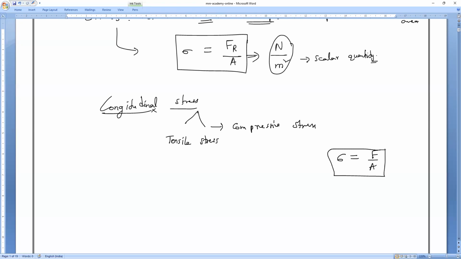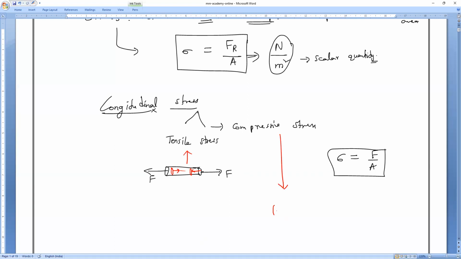That is the formula for stress. Tensile stress means, for example, if there is a rod, and two forces are exerted on both sides, trying to stretch the rod, that is what we call tensile stress. By that time the restoring force acts opposite to the applied force.